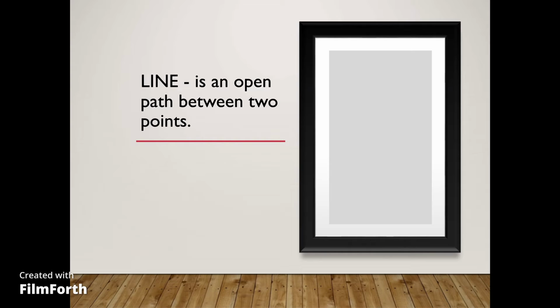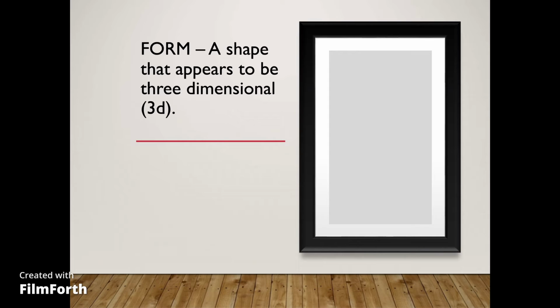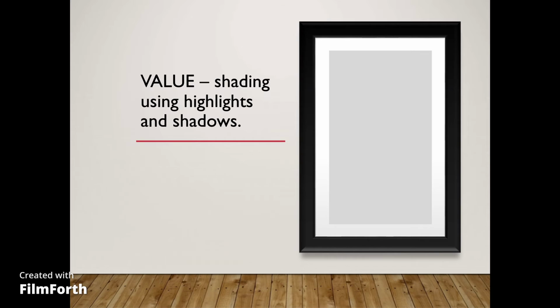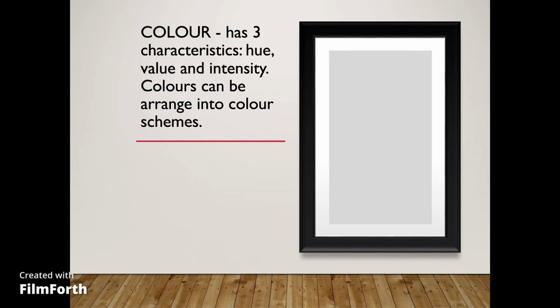A line is an open path between 2 points. It can go in any direction. It can be thick or thin. It can be diagonal, straight, curvy, zigzag. Line has lots of different properties. A shape is a flat or a 2D area or object. A form is a shape that appears to be three-dimensional. Value is just shading using highlights and shadows. Highlights are the light areas and shadows are the dark areas.